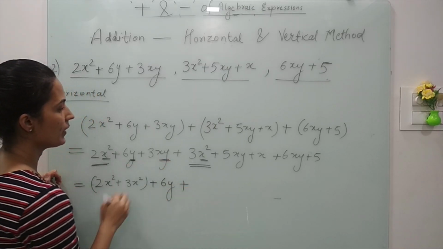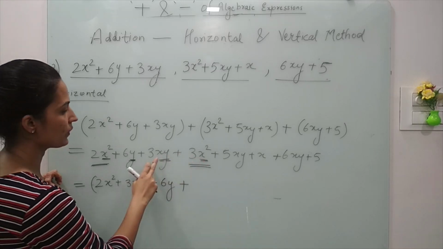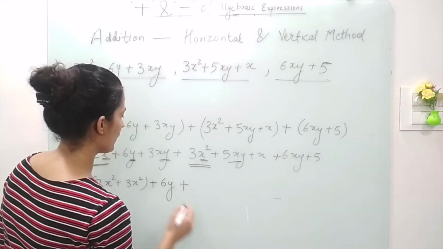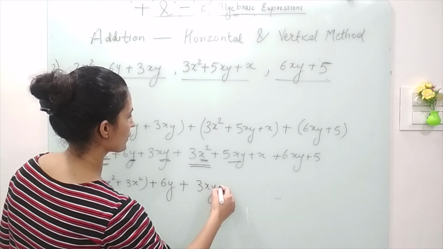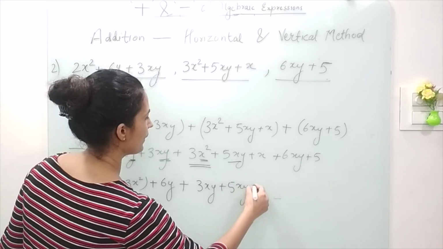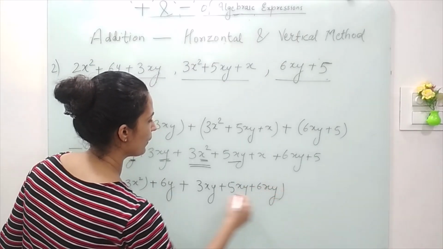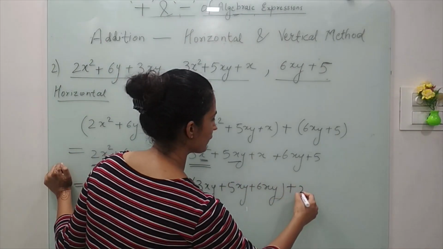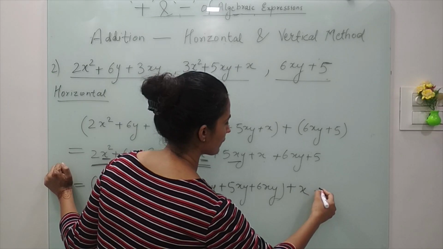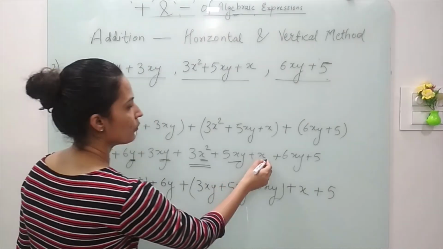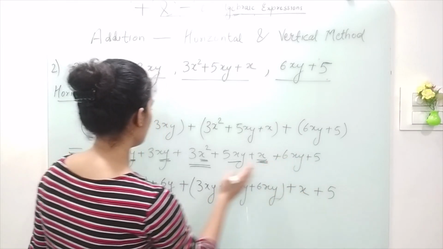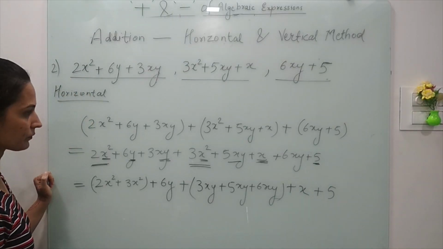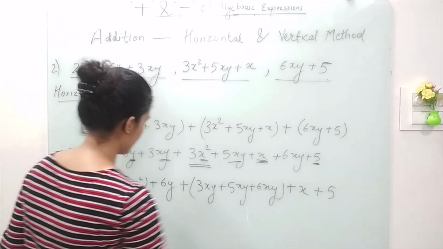Now let's see this one, 3xy. So what are the terms with the variables xy? This 3xy plus 5xy plus 6xy. So I have to write this as 3xy plus 5xy plus 6xy. I am grouping them. Now what is the remaining one? This x is remaining and this 5 is remaining. There are no like terms to this and there is no other polynomial containing this constant. So I'll simply write them as x and 5.